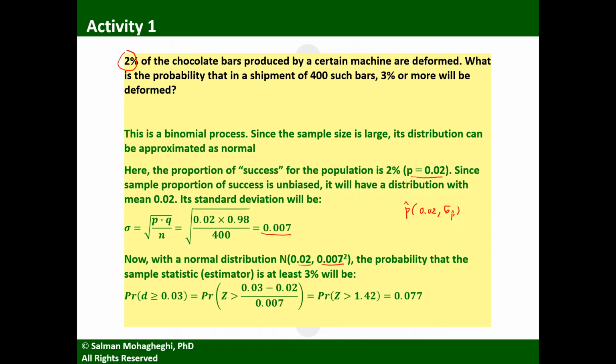So with that normal distribution, what is the probability that that sample statistic will have at least 3% deformed chocolate bars, meaning that what is the probability that deformed bars is more than 3%? We standardize that and we say, what is the probability that the standard variable is greater than 0.03 minus 0.02 divided by this. So this essentially is 0.03 minus mu divided by sigma. That would be probability of standard variable z greater than 1.42, which gives me a probability of about 8%. So that means if 2% of chocolate bars are deformed, if you take a sample, there's only an 8% chance that more than 3% of them would be deformed.